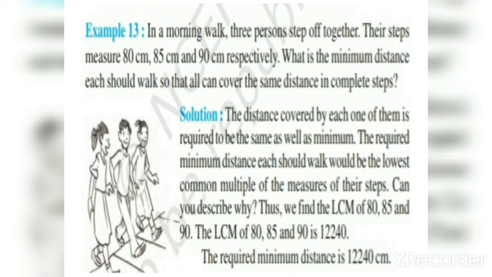Can you describe why? We need to find out LCM. LCM is the lowest distance. They will meet each other at LCM. Thus, we find LCM of 80, 85 and 90. If you find LCM of these three numbers, you will get 12,240. So, the required minimum distance is 12,240 centimeters.